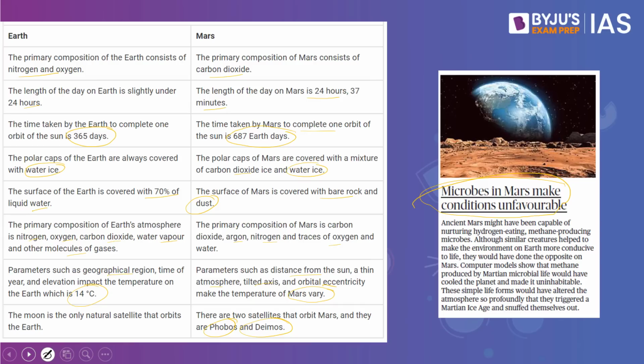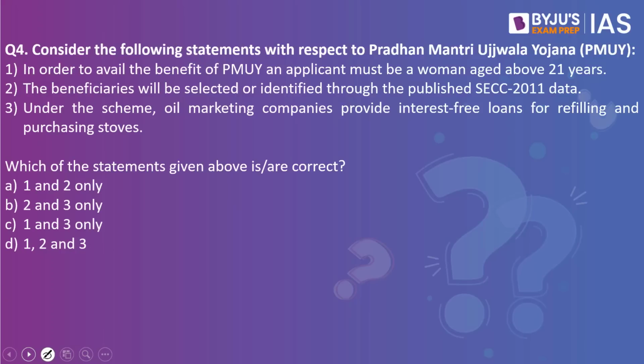Now let's look into the next practice question. Consider the following statements with respect to Pradhan Mantri Ujjwala Yojana. In order to avail the benefit of PMUY, an applicant must be a woman aged above 21 years. The beneficiaries will be selected or identified through the published SECC 2011 data. Under the scheme, oil marketing companies provide interest-free loans for refilling and purchasing stoves. Which of the statements given above are correct? The answer to this is 2 and 3 only.